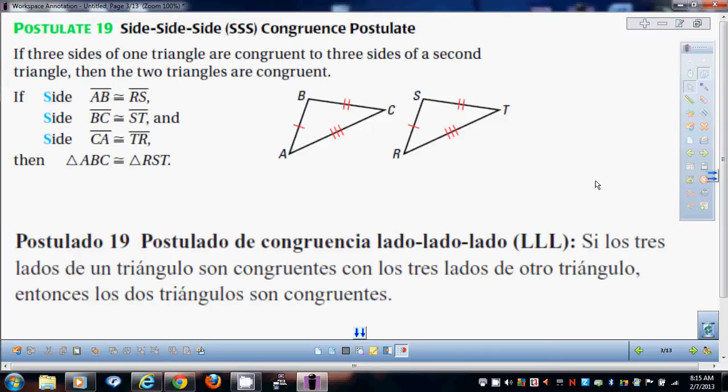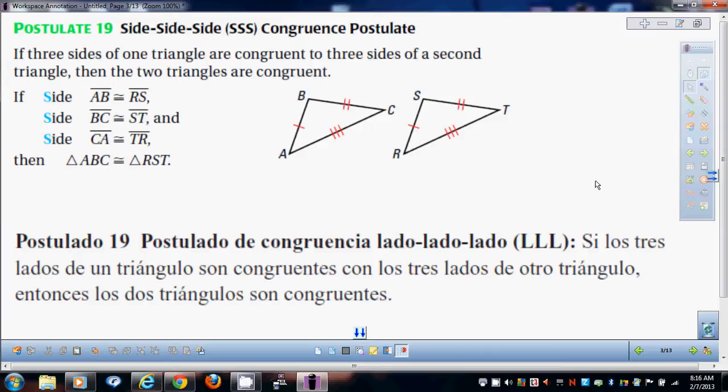Now, again, let me reiterate while you're writing these down. Even if you don't write down the notes, you probably at least want to write down SSS or something. All of these theorems and postulates, without them, you would have to literally know every angle and every side are the same to show the triangles are congruent.